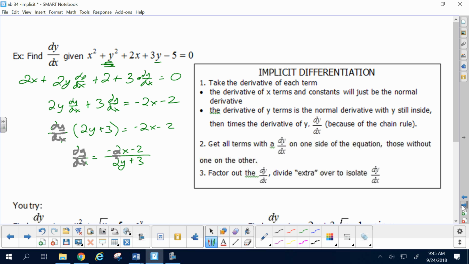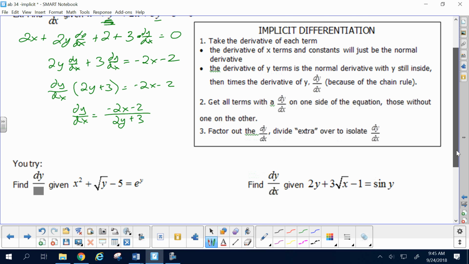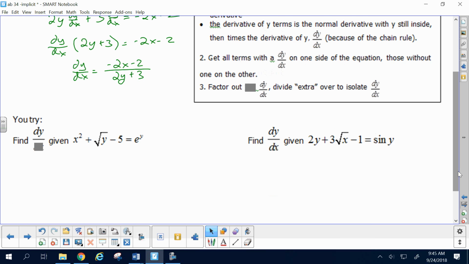That's the idea on implicit differentiation. Take the derivative of each term, and anything with a y in it will yield a dy/dx. Get all the dy/dx's on one side, anything else on the other side, factor out, and divide over. Try those two on your own.